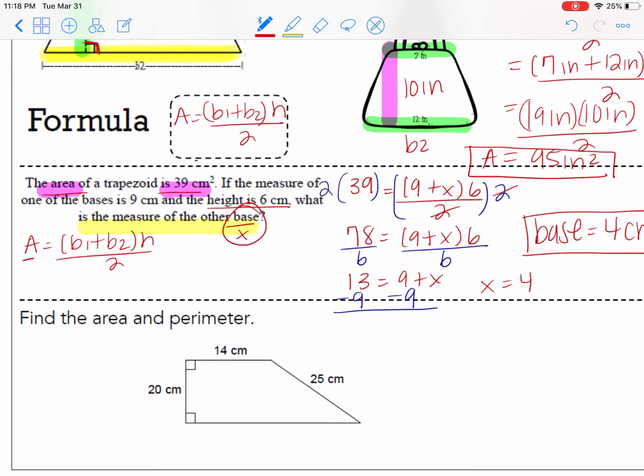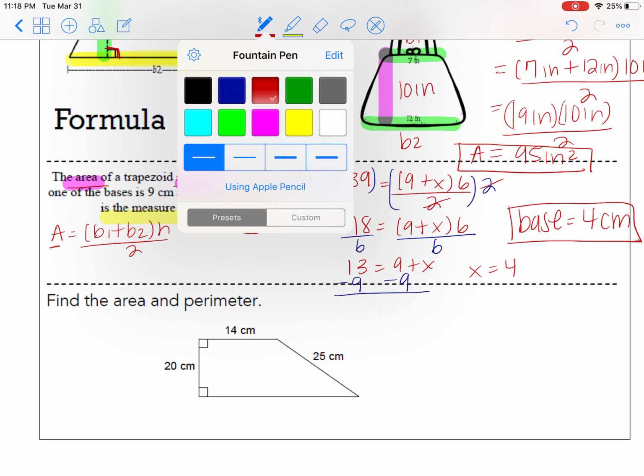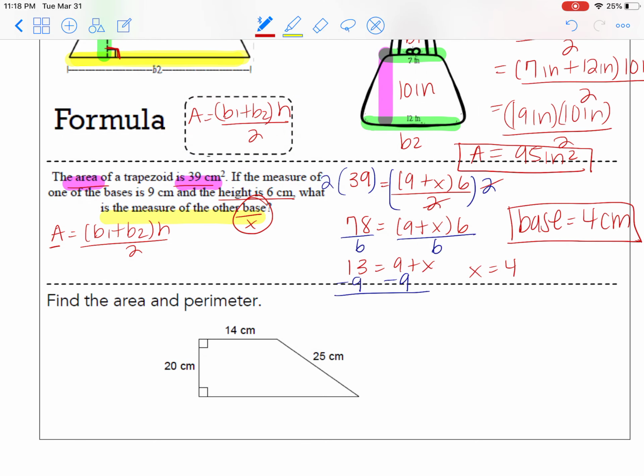Okay, and lastly, the last problem. The last problem is asking us to find the area and perimeter of the following trapezoid. In order for us to find the area, we should already be very familiarized with this. We're going to have to copy the formula once again. Area equals base 1 plus base 2 times the height, all of that divided by 2.